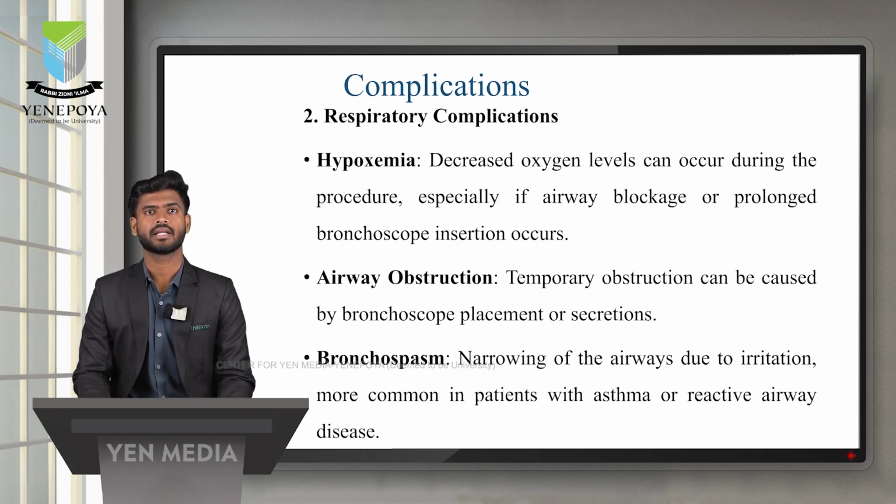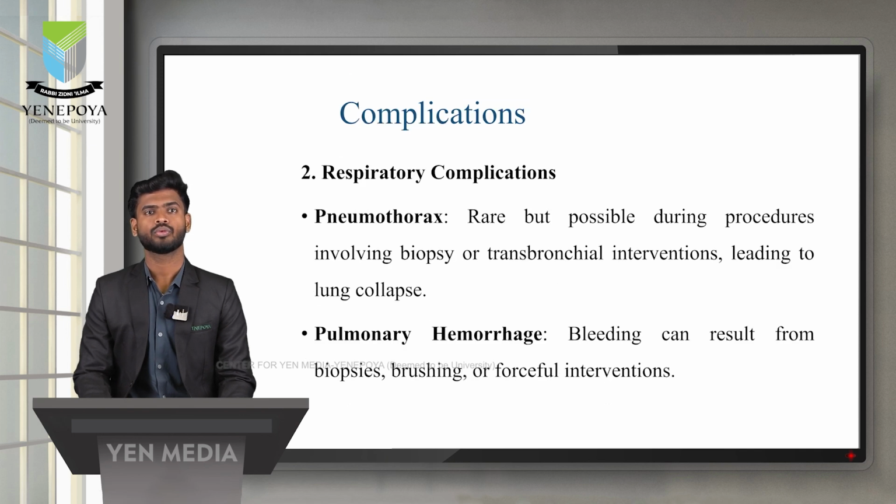The second are respiratory complications. Decreased oxygen level can occur during the procedure, especially if airway blockage or prolonged bronchoscope insertion occurs. Temporary obstruction can be caused by the bronchoscope tube or secretions. Bronchospasm is a narrowing of the airway due to irritation, more common in patients with asthma or reactive airway diseases. Pneumothorax is rare but possible during procedures involving biopsy or tracheobronchial interventions, leading to lung collapse. Pulmonary hemorrhage: bleeding can result from biopsies, brushings or forceful intervention.